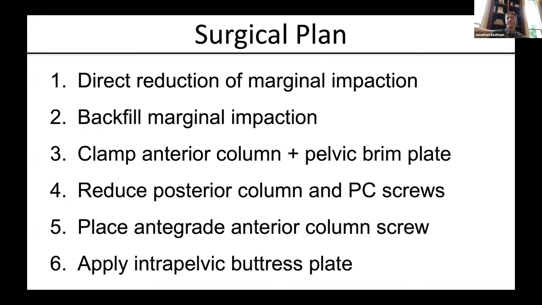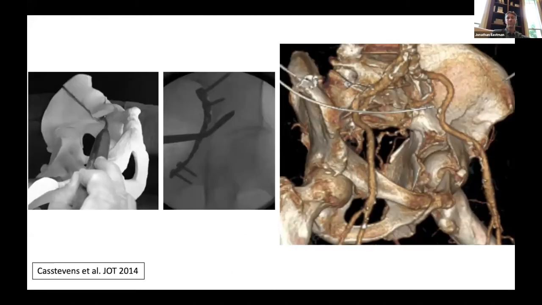But once the approach is done, addressing the impaction, getting some sort of backfill to maintain the reduction of that impaction, and then working down columnar stability. And we'll kind of go through these in a stepwise fashion. And so I think one popular strategy or one feasible strategy is to work through a fracture line to get access to visualize and/or reduce the impaction.